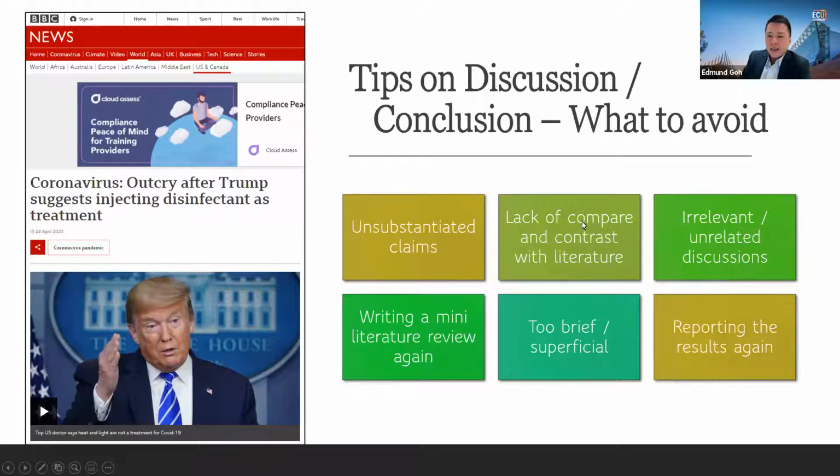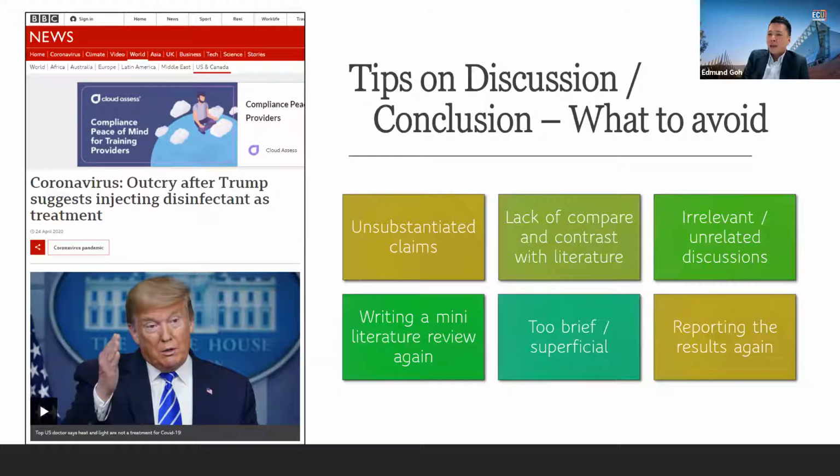In the discussion, we often see a lack of compare and contrast. Very interesting, in the results and discussion, there's always a very heavy emphasis on this is what we found. Bang, bang, bang, bang, bang, which is awesome, very good. But then there's very little reflection. So your results, how is it different or how is it similar to past studies?